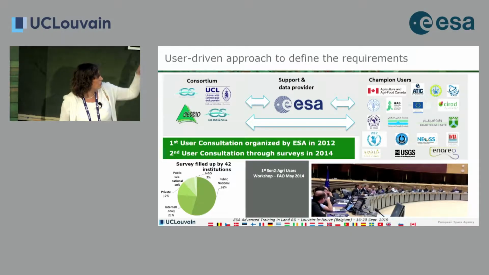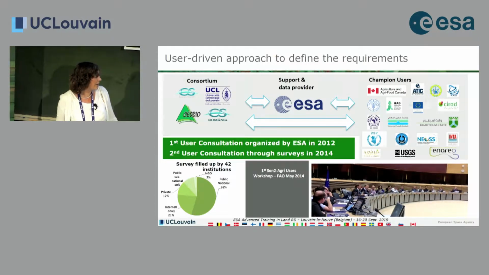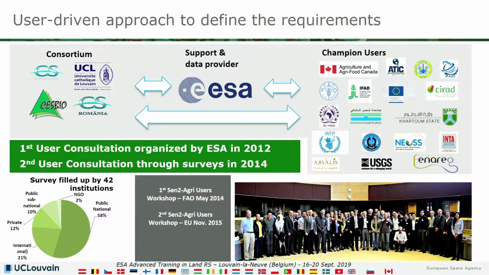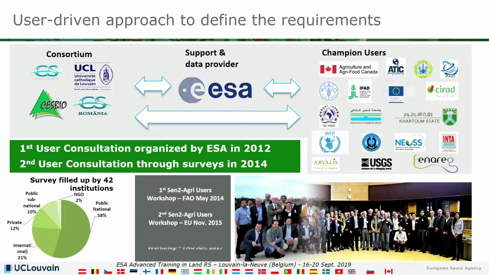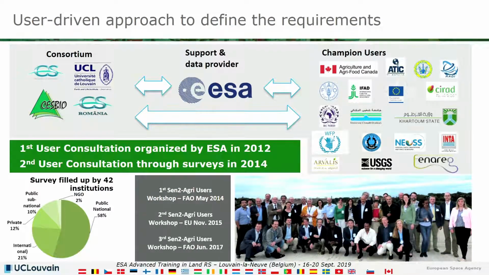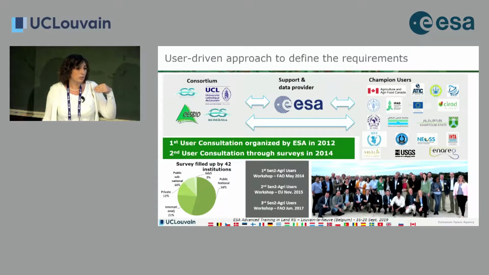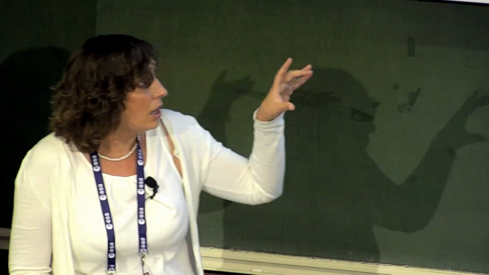So there was a first user consultation before the project in 2012 that was organized by ESA, and then in the project we started during the first month with a second user consultation that was at FAO, and then at the end of each year we organized the same consultation, in Brussels, in FAO, where the results are presented and shall be approved by the champion users. So we have worked with the champion users. We have also worked with the different sites. I will show you at the next slides.